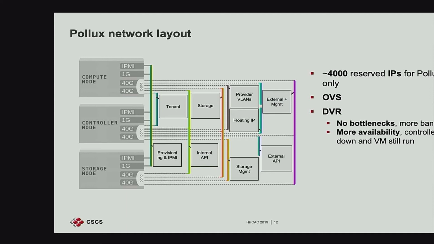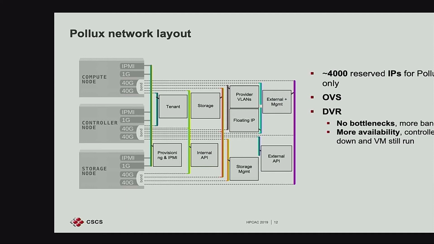So we have one VLAN for tenant network, one for storage network, and one for storage management, internal API, provisioning, provider VLANs, and so on. So basically for this small cluster, we had to allocate a lot of IPs, about 4,000.